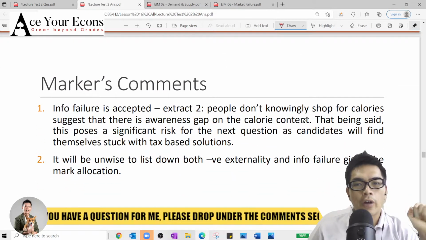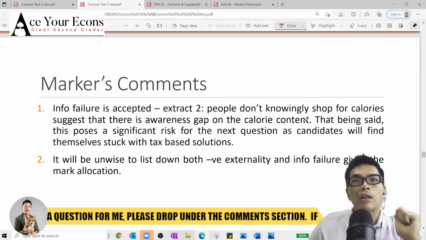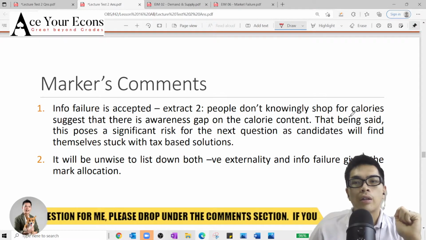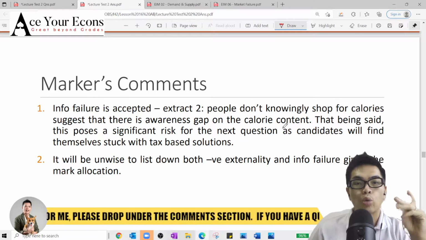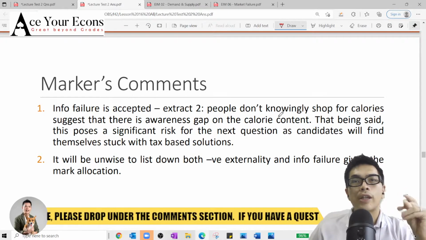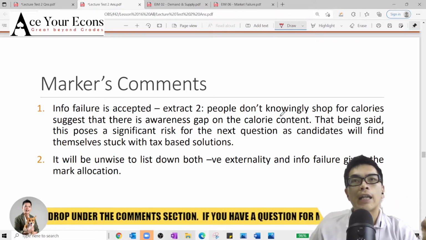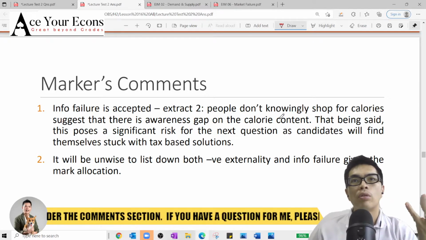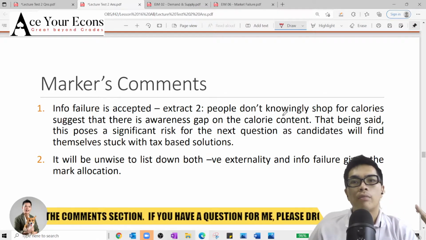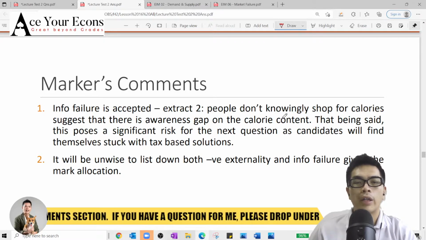Alright, for info failure, I also accept it, but you need to cite the correct case evidence. You can see that people are not knowingly shopping for calories, extract 2. So what does it suggest? It suggests that people do not know what calorie intake they have, and therefore this leads them to overeat because of info failure, unawareness of the calorie intake.